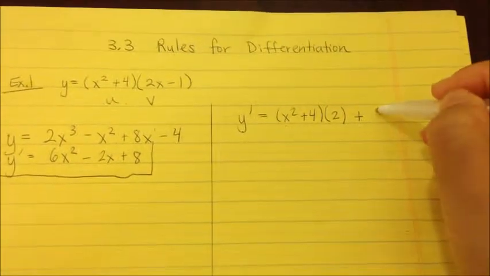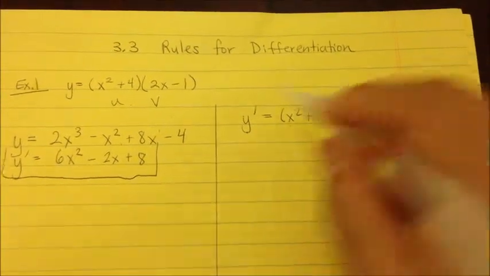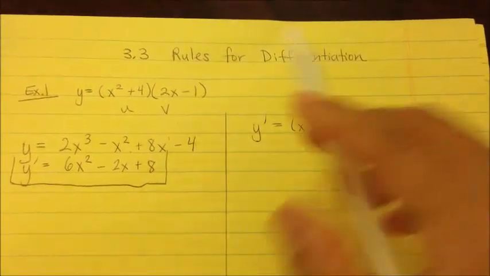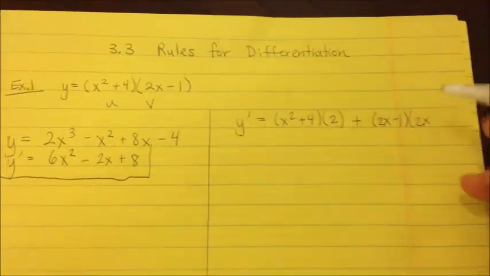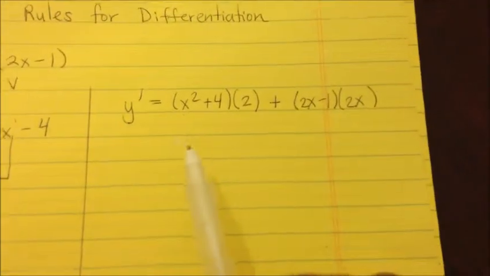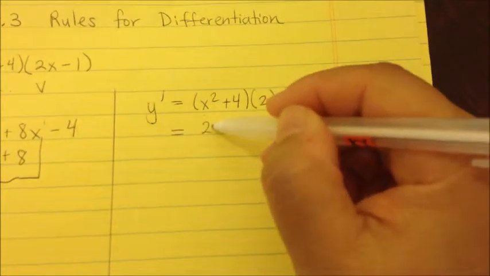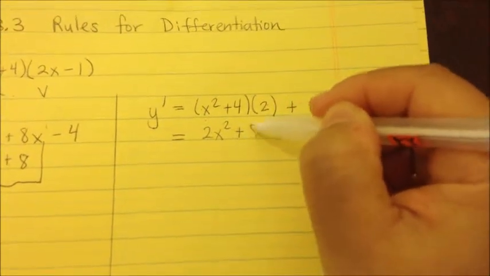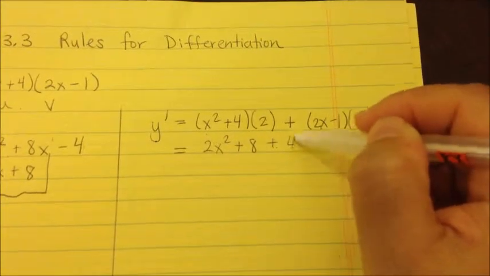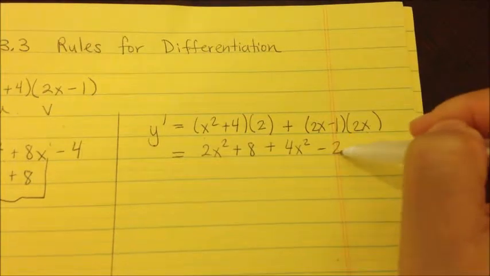Now I go the opposite direction. So now it's 2x minus 1, and then the derivative of x squared gives me 2x. The derivative of 4 is a constant, which is gone. So that's right there. Now from here I just need to simplify. I have 2 times x squared, which is 2x squared, plus 8. Plus 2x times 2x gives me 4x squared, and then 2x times negative 1 gives me negative 2x.